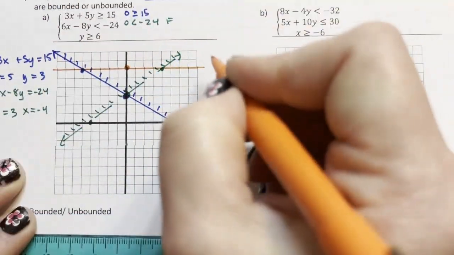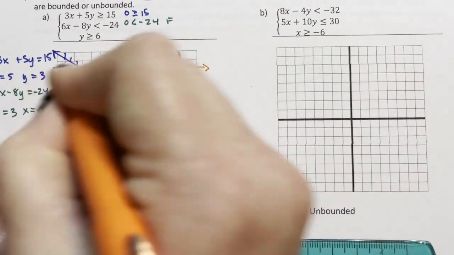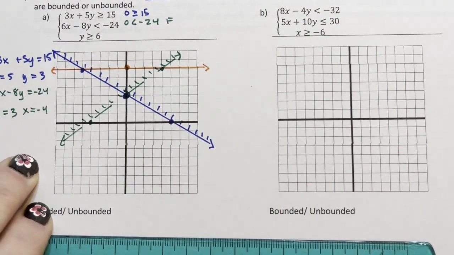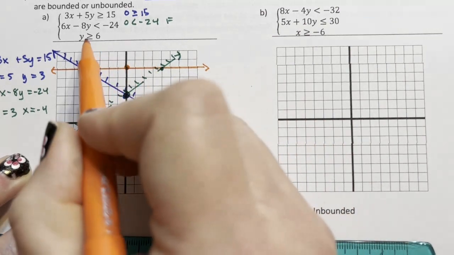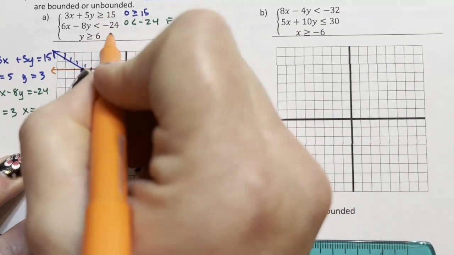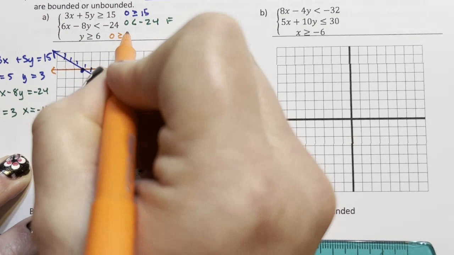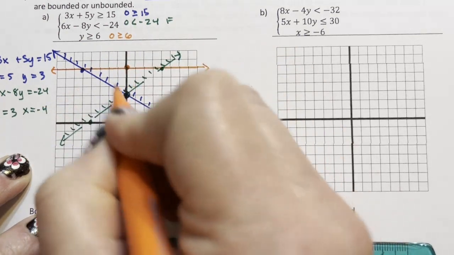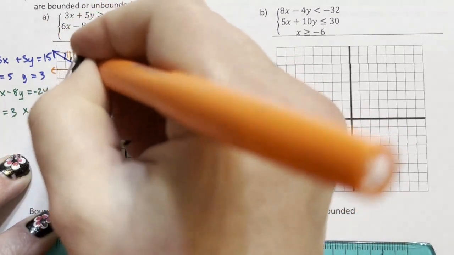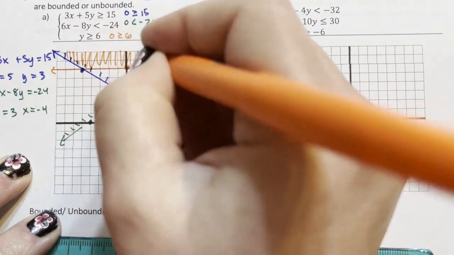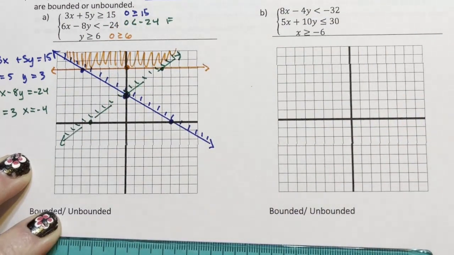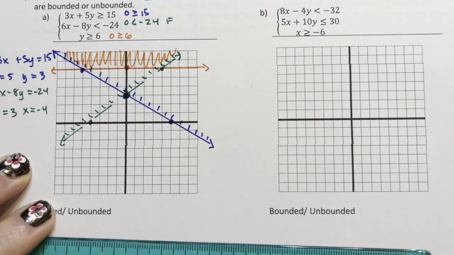Here's where you have to be very, very careful because your instinct is to just shade in that little triangle right there. But it's greater than. So is 0 greater than 6? No. So I'm not going down. I'm going up, which means I'm shading this little boat looking area. So that's graphing the inequalities.